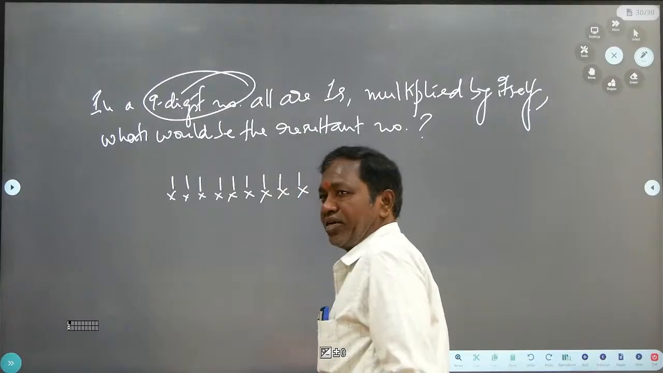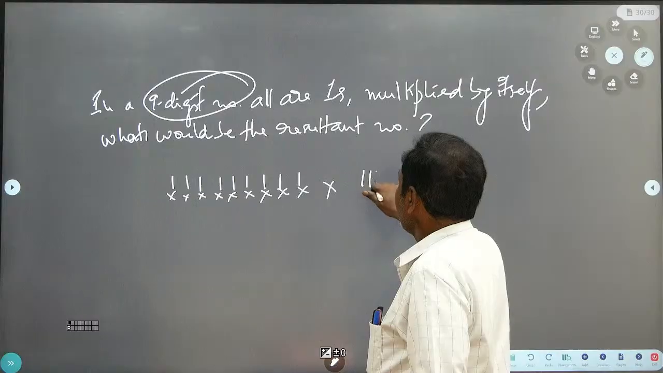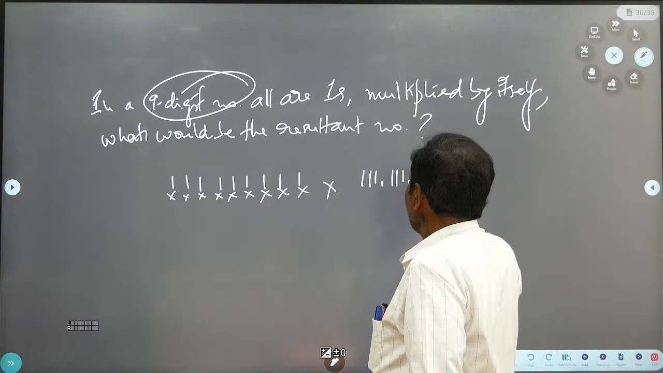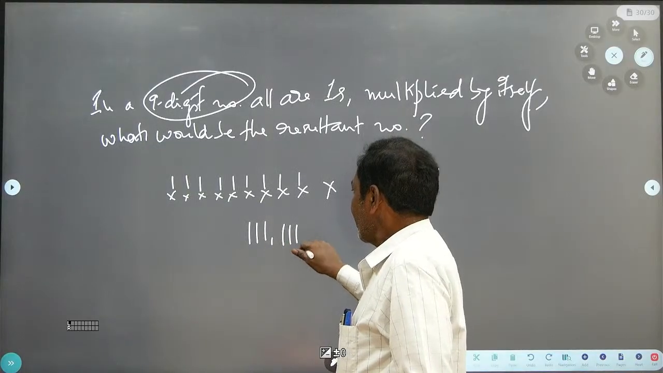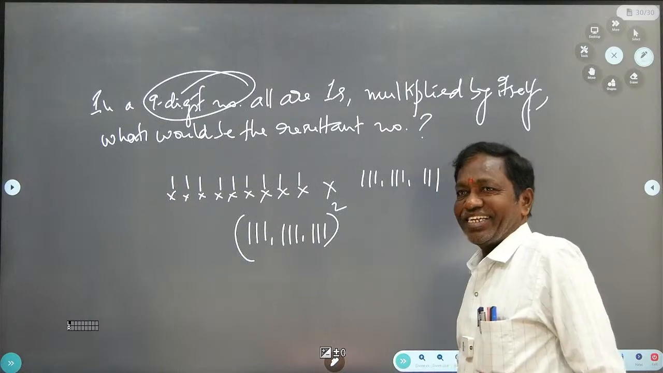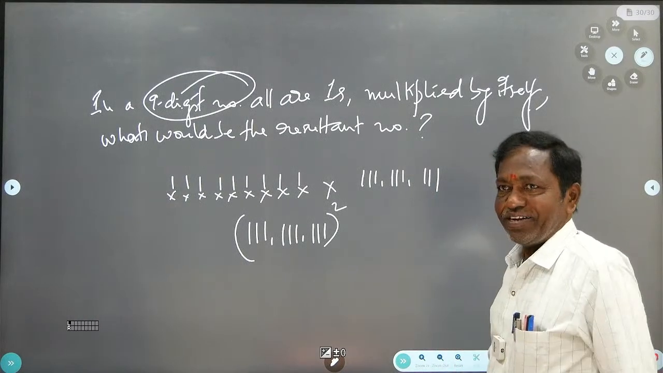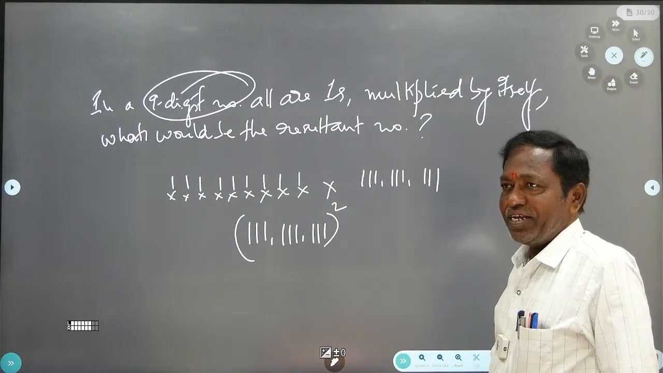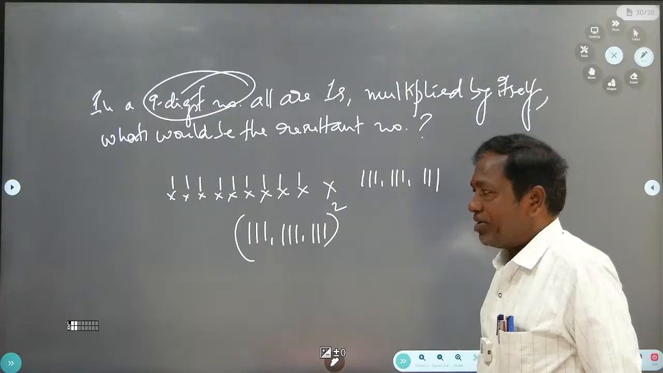All are ones. Multiplied by itself. Again, see. Instead, what we have to do, multiply to base always put square. If you try to do this, what will happen? Nobody has done it. So, squaring of number, yes.